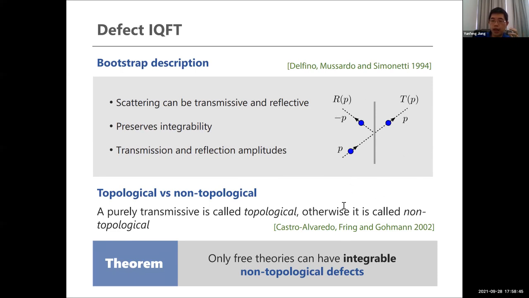Basically, I introduced the bootstrap type description of quantum field theories with defects and boundaries. The new ingredient is simply the reflection S matrix and also the transmission and reflection amplitudes in the defect case.